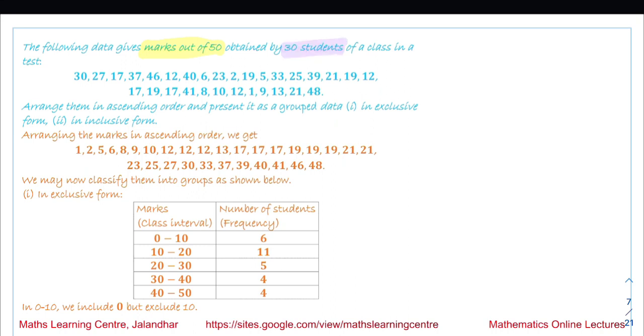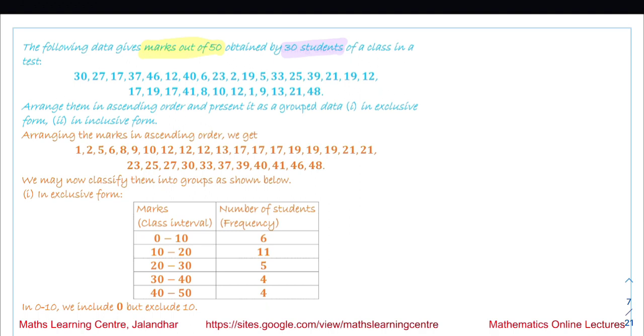So these are the marks that are given to us. We have to arrange them in ascending order and present it as grouped data in exclusive form and inclusive form. So the first thing we have to do is arrange them in ascending order. Ascending order means we are talking about the smallest to largest value.